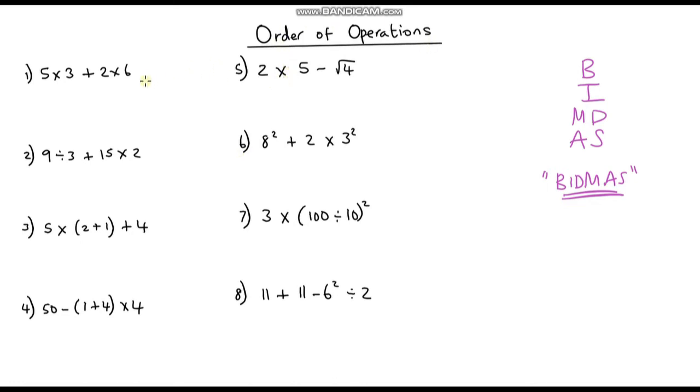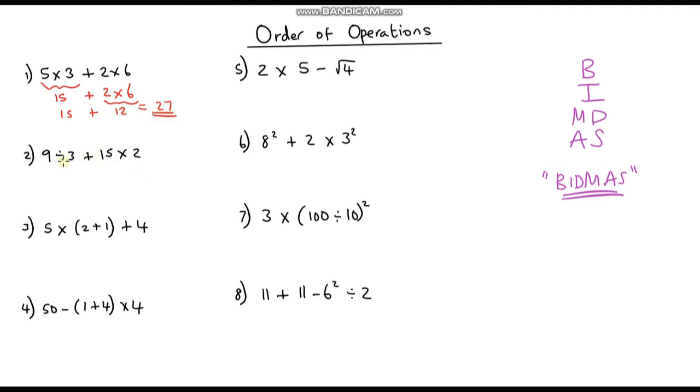Okay, so I'm assuming you've paused the video and had a go, so let's go through your answers now. So here we don't have any brackets, we don't have any indices, but we do have multiplication. So 5 times 3 gives us 15. So it's 15 plus 2 times 6. And now again, we've got another multiplication, so we can do the 2 times 6. That gives us 12. So we've got 15 plus 12, which gives us 27.